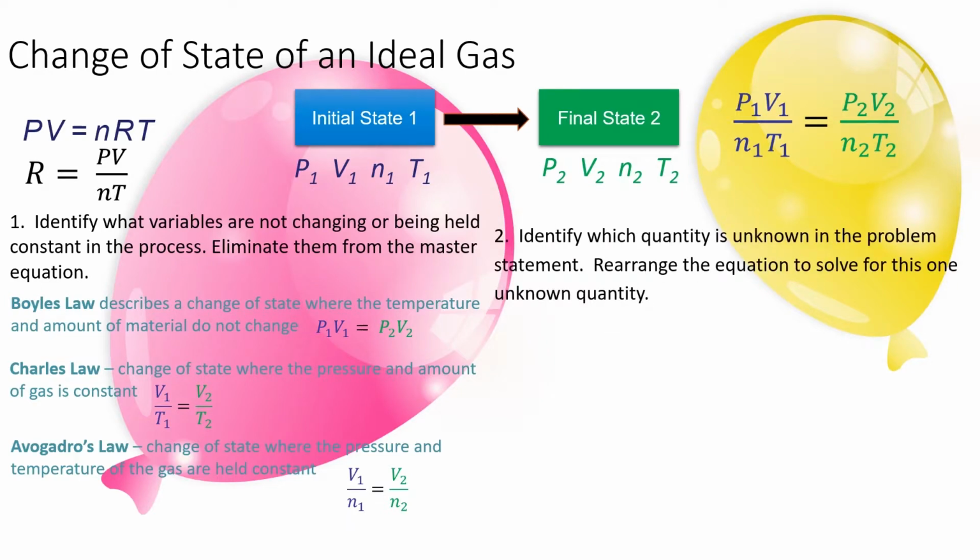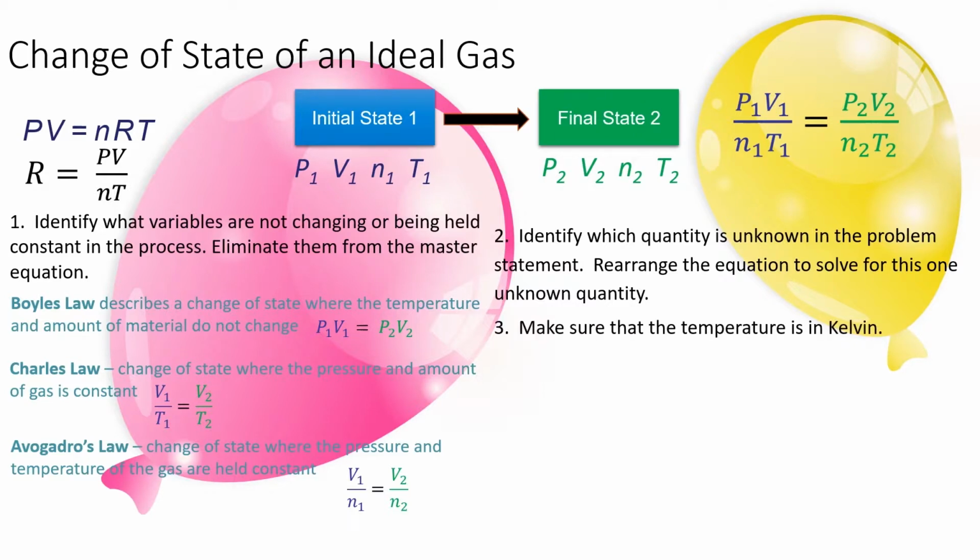Okay, the second step is to identify which quantity we're solving in the problem, and there will always be just one quantity that is unknown in the problem statement. To solve for more than one variable, we would need additional information. Now, we will rearrange the equation from step 1 to solve for this unknown quantity.